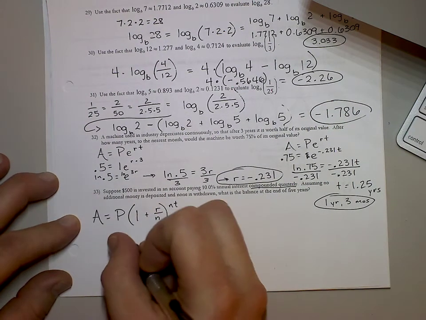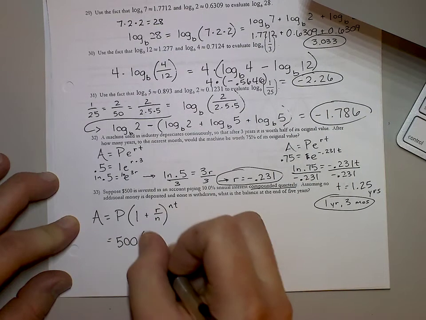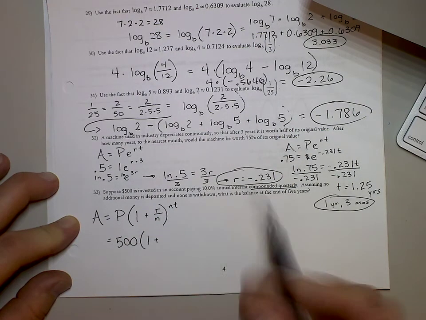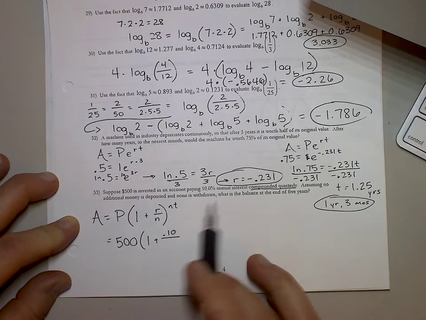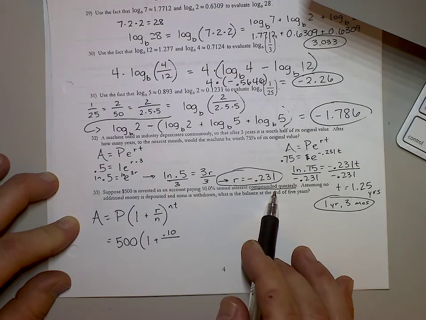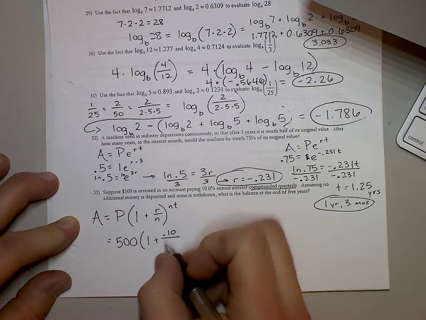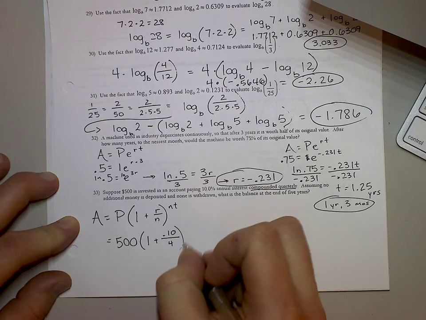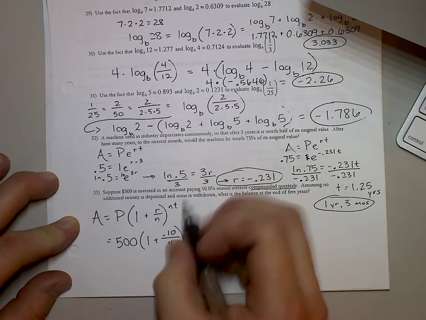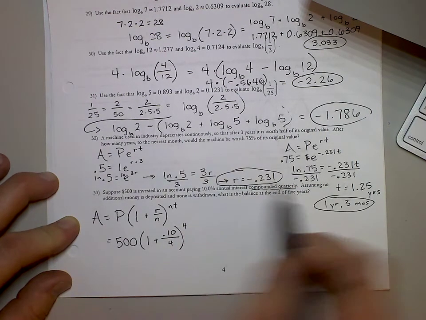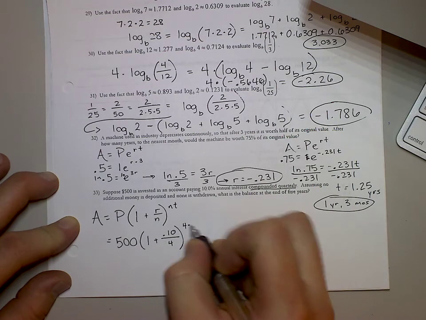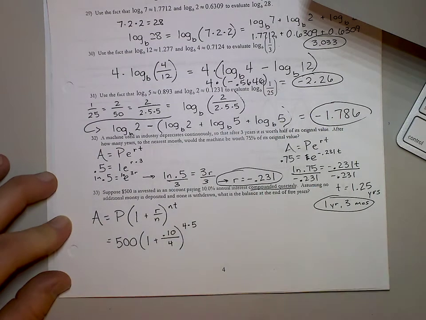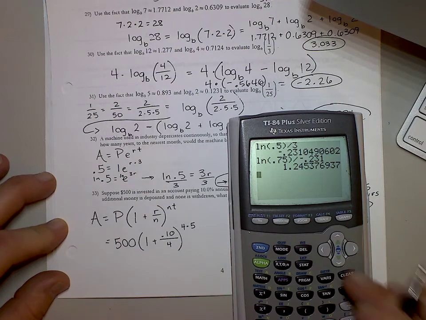$500 is invested, that's your principal, that's what you're starting with. 1 plus, the rate is 10%, so we're going to write that as 0.1 or 0.10. N is the number of times you compound per year. If it's compounding quarterly, that means 4 times per year. And then N again up here, so that's 4. How much money, what is the balance at the end of 5 years? So T is 5. So basically we can enter this all in the calculator all at once.